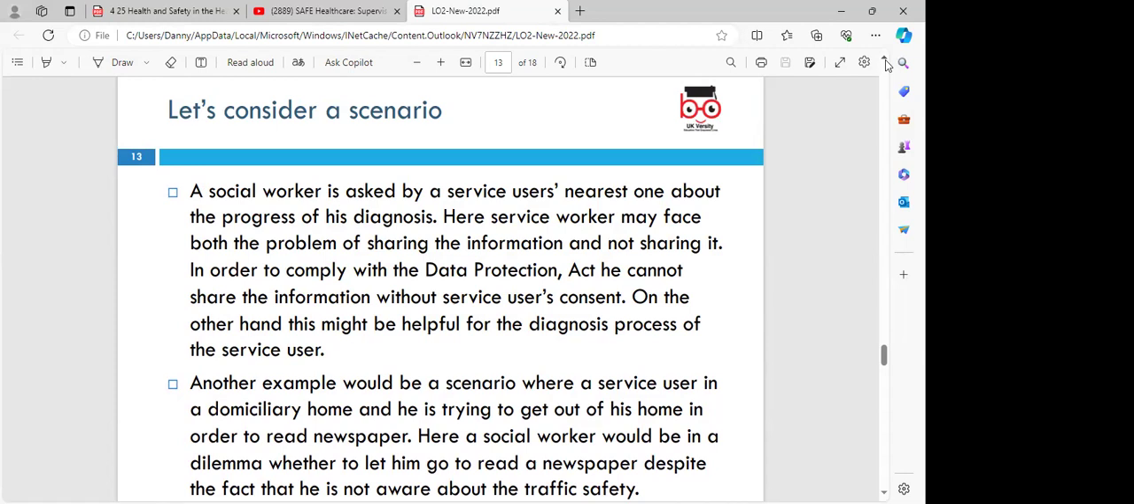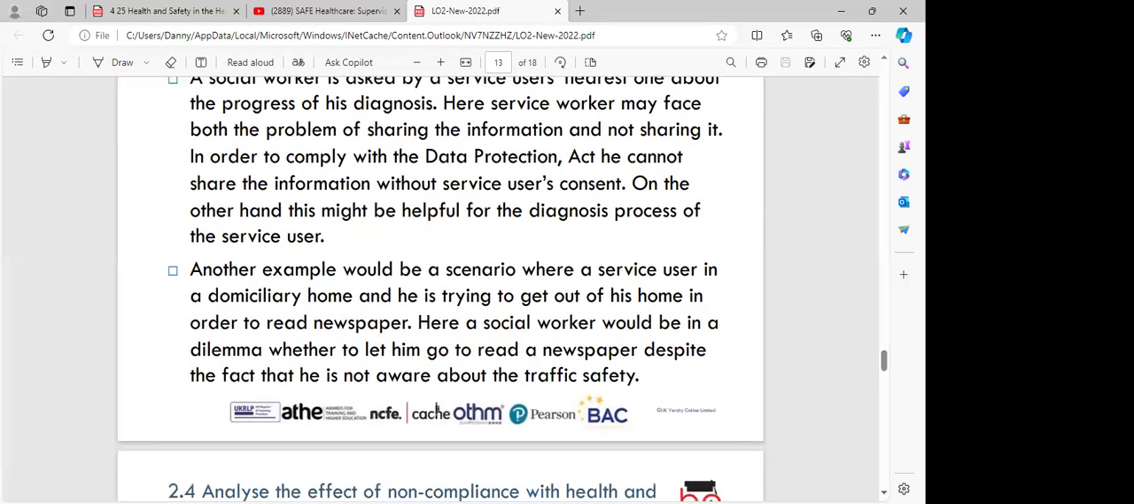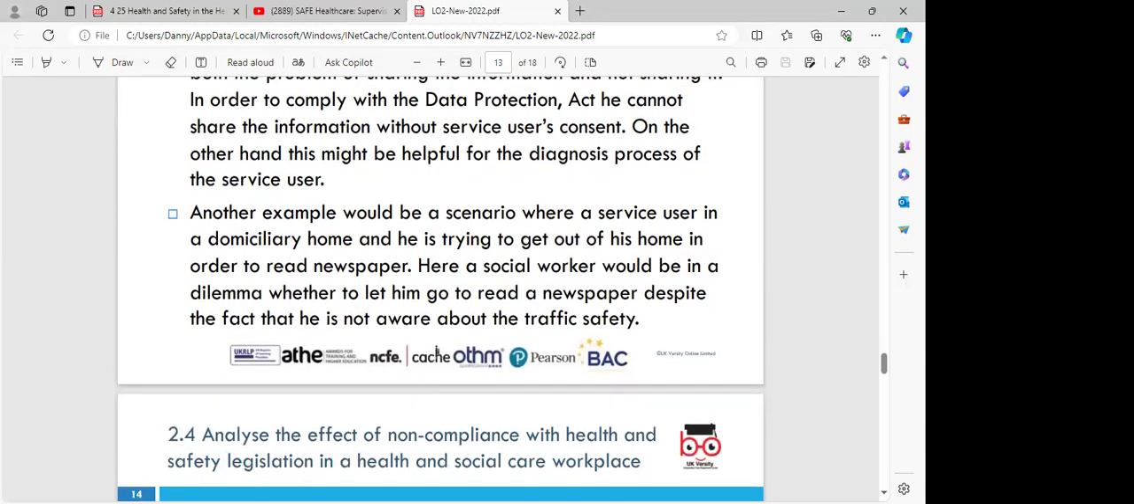A social worker is asked by the service user's nearest one about the progress of his diagnosis. For the first scenario, I think the social worker, first of all, would have to seek the consent of the service user, according to the Data Protection Act, before giving out any information. I think that's the right procedure. So I don't see why there would be a dilemma here in the first scenario. Okay, that's a good answer, Vanessa. No matter the situation, you don't see any problem here, right? Okay. All right. What about the second one?